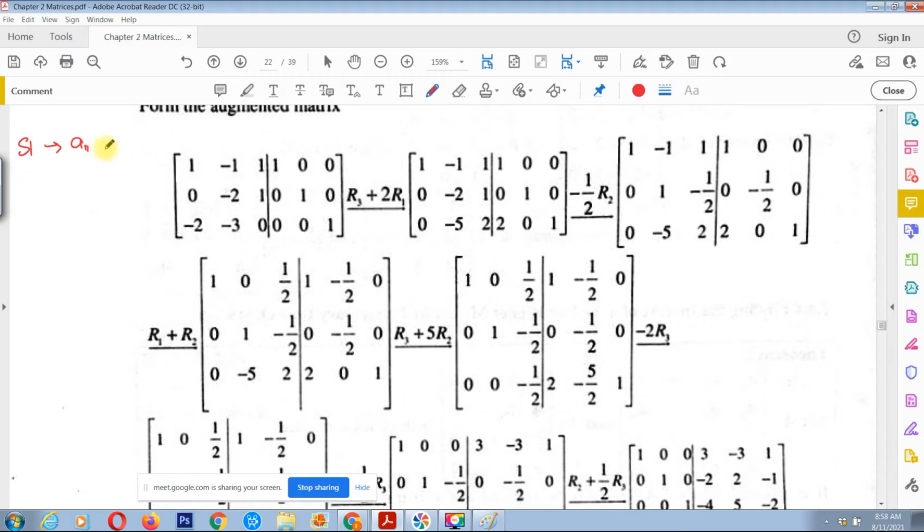A11. Make sure it is 1. Okay, that is step 1. And then make sure A12 is 1. Second step. Okay, second step.